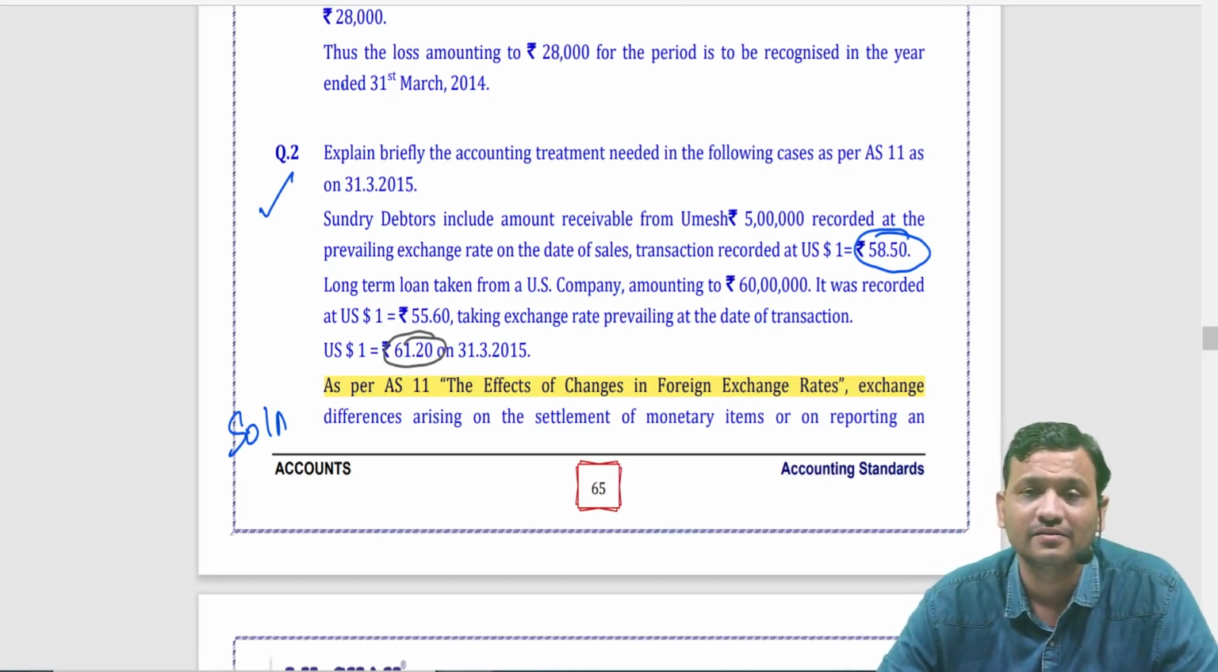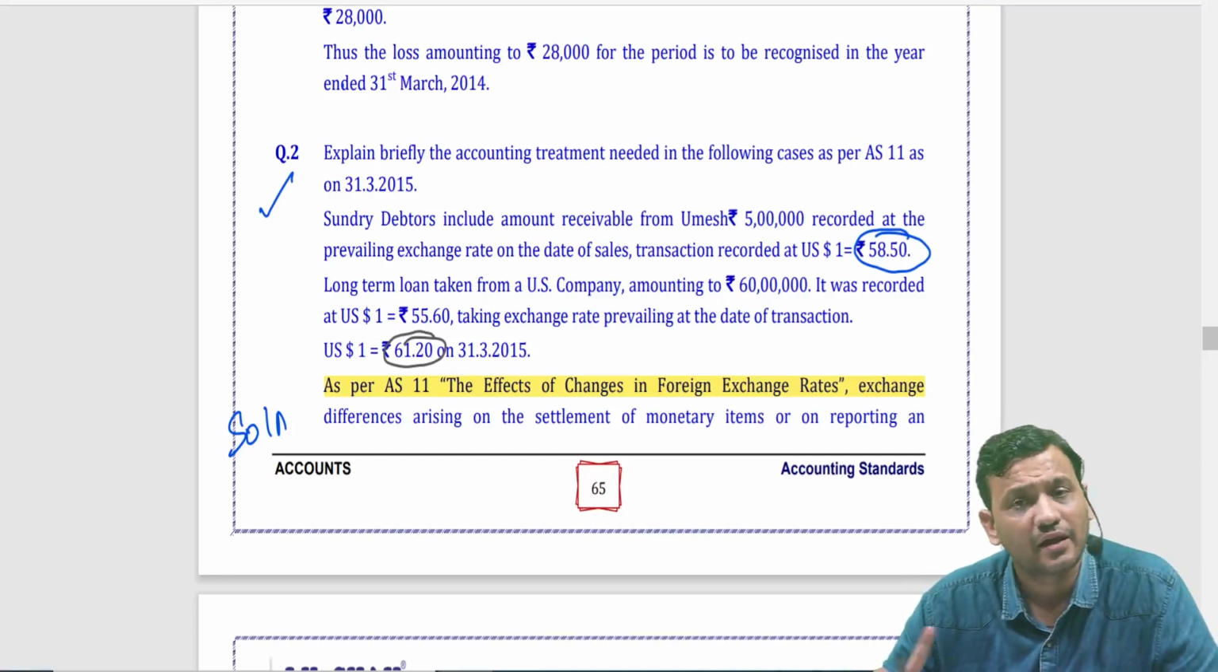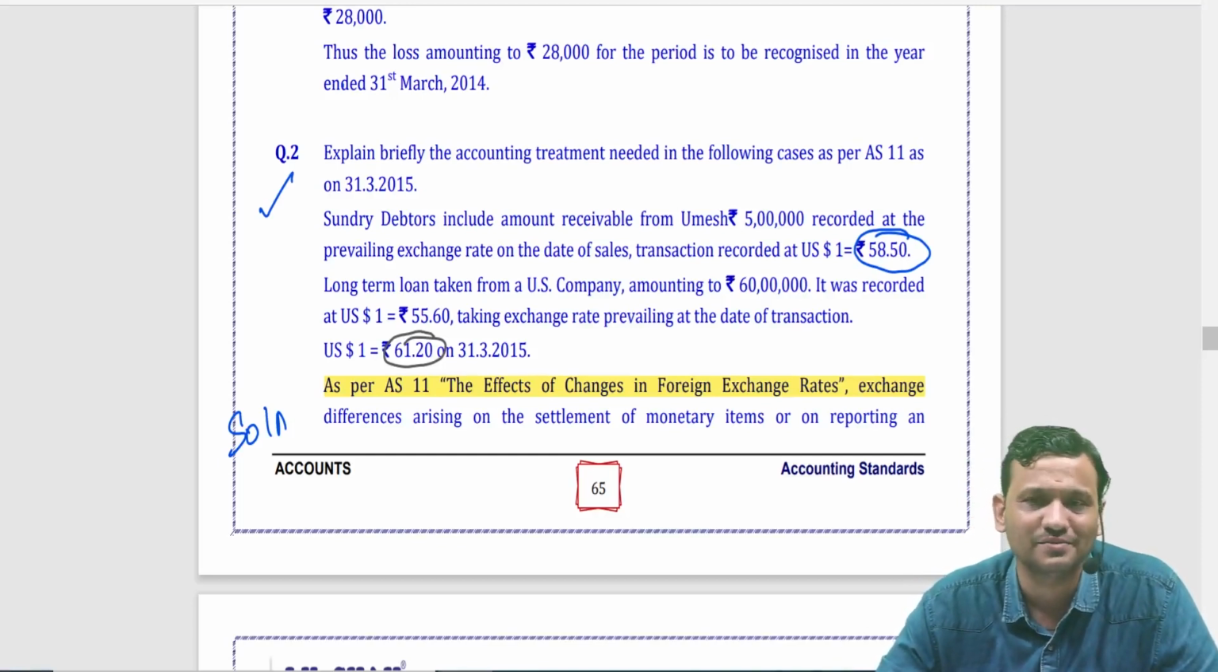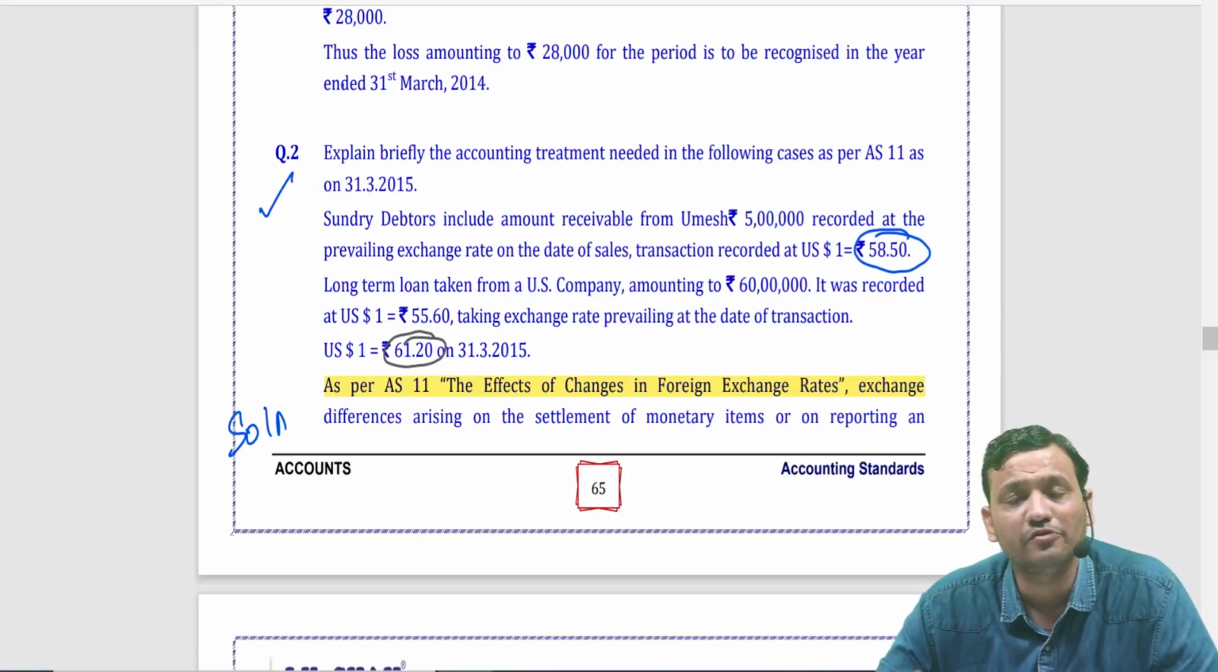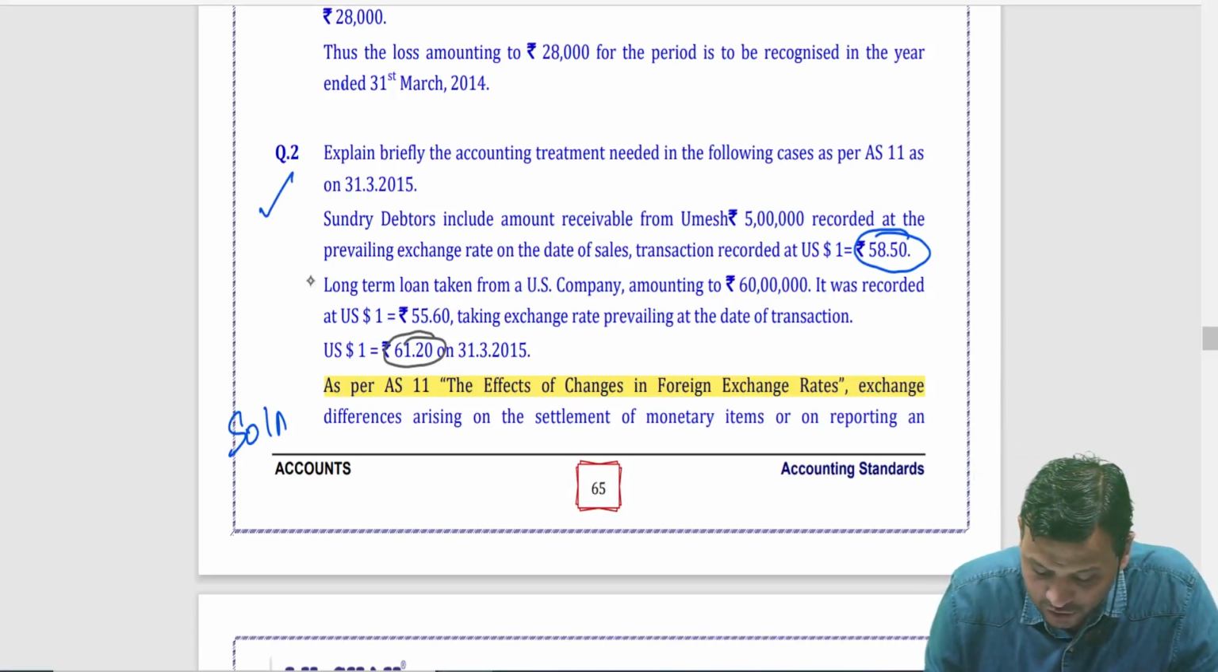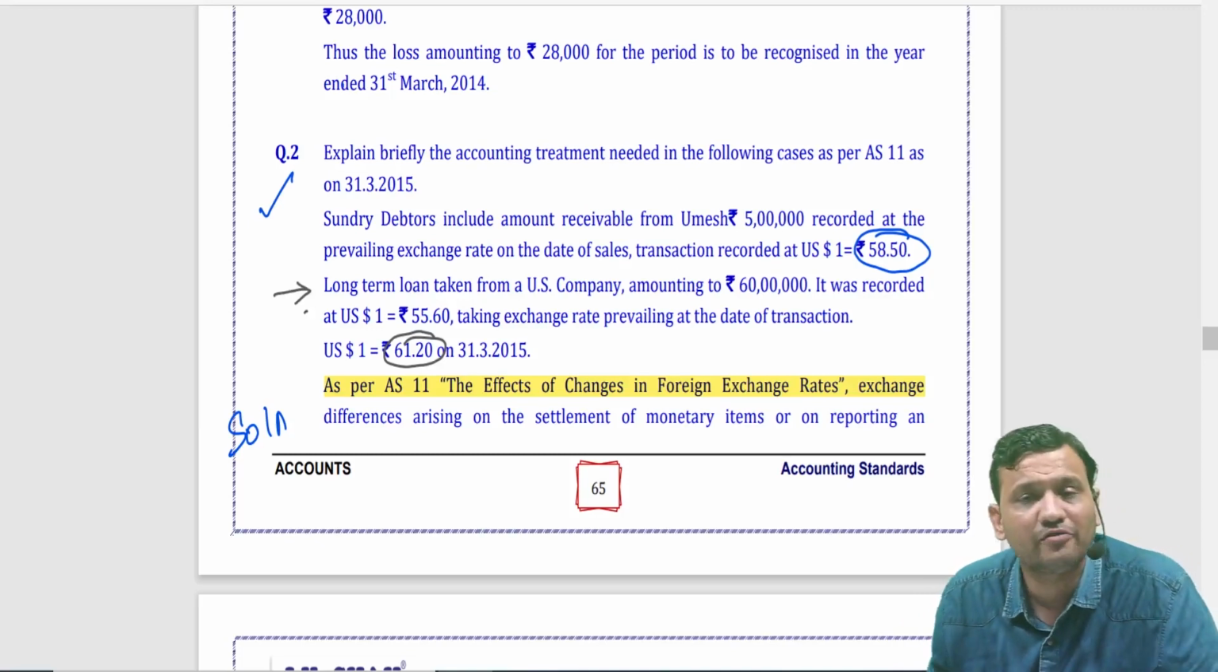So gain goes to P&L. Can I use para 46? Answer is no. Why? Because debtors are short-term items. Para 46 is only for long-term monetary items. But obviously, in the next case, a long-term loan is there. Here you can apply para 46.